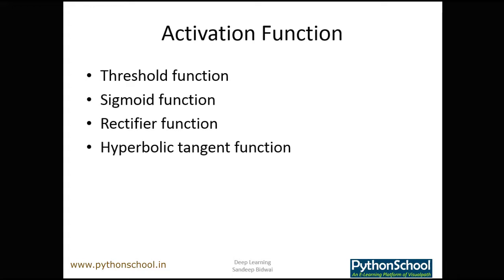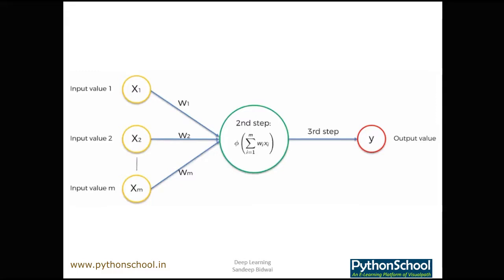Today we are going to see the activation functions which are preferred in the neural network. There are majorly four types of threshold, or activation, functions which are preferably used in neural networks in different layers. First is the threshold function, second is the sigmoid, third is the rectifier function, and fourth is the hyperbolic tangent function. One by one we will have a look at them.